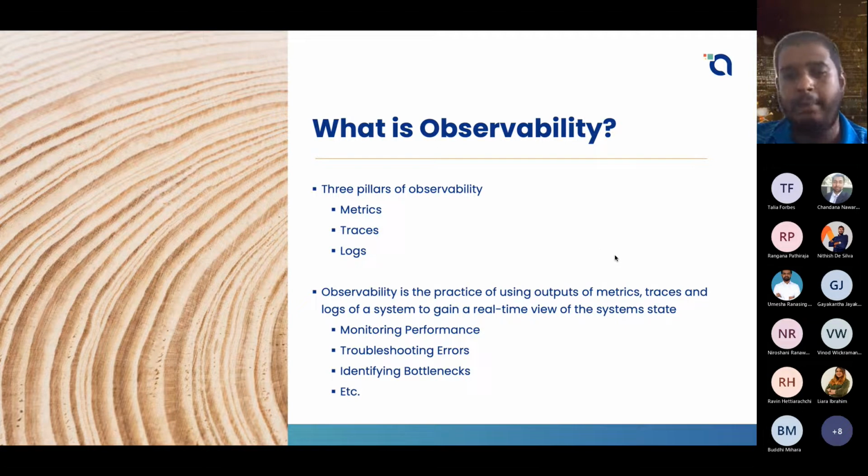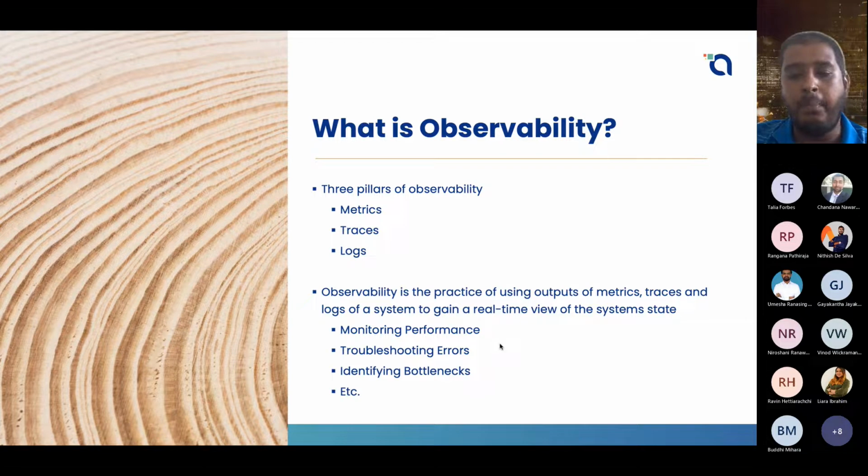So with all these, metrics, traces, and logs are like windows that allow you to see through to the system and let you get insights, right? What you are really looking at is the system state. The system state will give you information about the performance, and it will also allow you to troubleshoot errors. Of course, that is more of a reactive thing. And then identify bottlenecks, right?